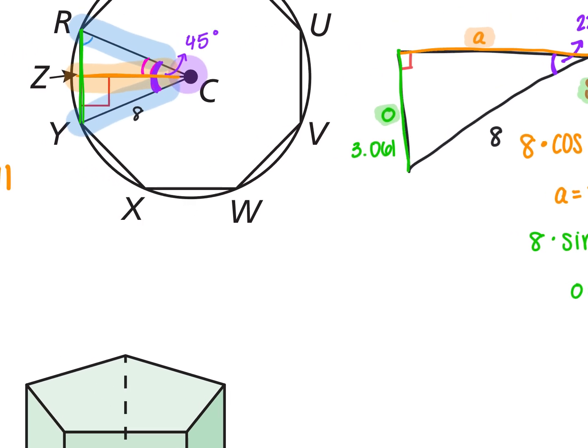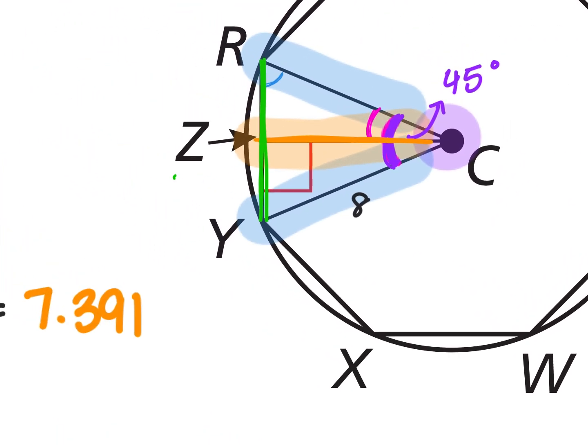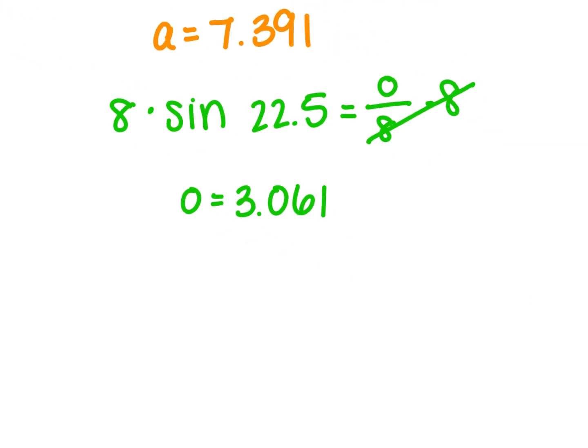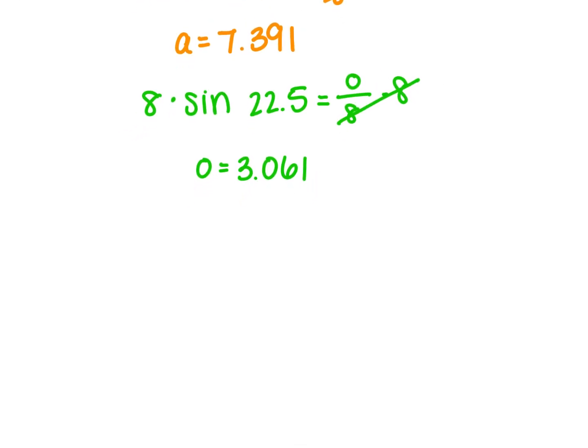3.061. Keep in mind that's only for one side. I need to double it. I need to add it twice or multiply it by 2. So I'm going to go right here and multiply it times 2. Just do that on my calculator. I'm going to get 6.123. I'll just round it.